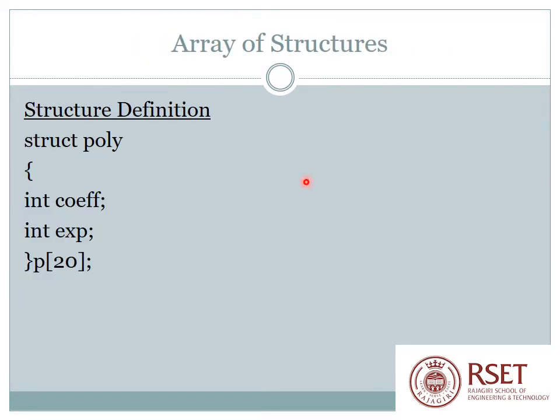Now, how do you define that structure? You need two members: one member to store the coefficient, so I declare it as int coefficient, and one member to store the exponent. So I have two members in my structure and I am declaring it as an array of structure. That means E can hold 20 terms of a polynomial.